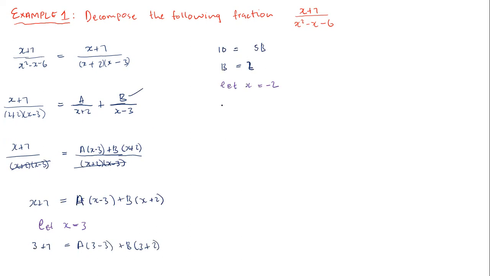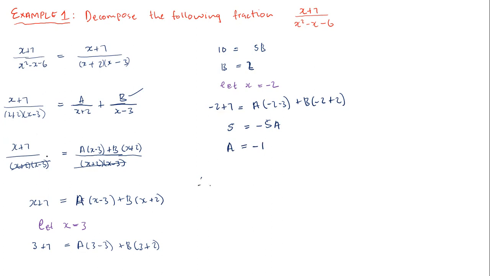So in the original function here, we have negative 2 plus 7, which will be equal to a multiplied by (negative 2 minus 3), and therefore plus b multiplied by (negative 2 plus 2). And therefore, negative 2 plus 7 in this case is going to be how much? Most definitely it's going to be positive 5. So 5 is equal to this and that. We're going to have negative 5a, and therefore that will be 0. Now we divide both sides by negative 5 so that we can solve for a. We're going to get negative 1.